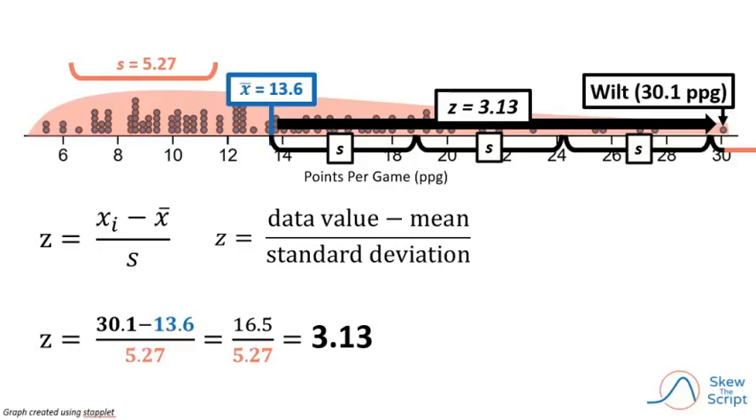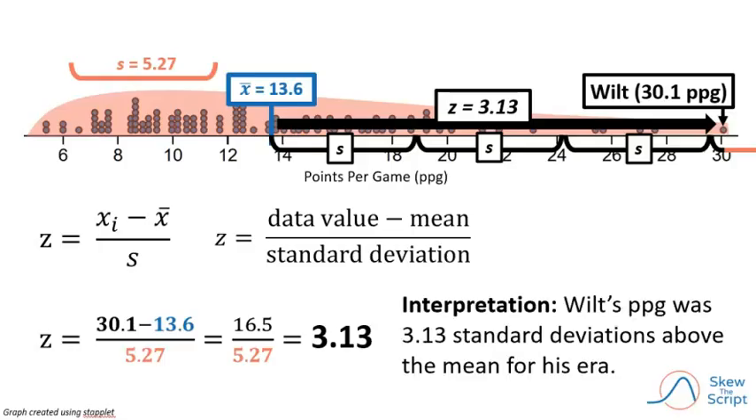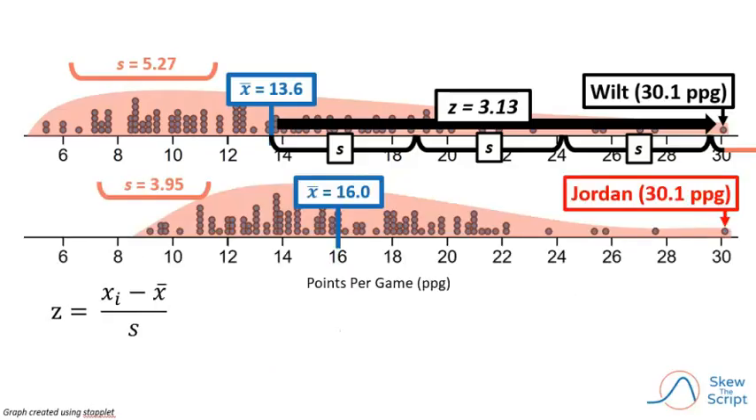That is significant. Remember, we said 2 standard deviations above the mean is really unusual. So this is unheard of. This is very good. So Wilt's points per game was 3.13 standard deviations above the mean for his era. That's very unusual. That is very good.